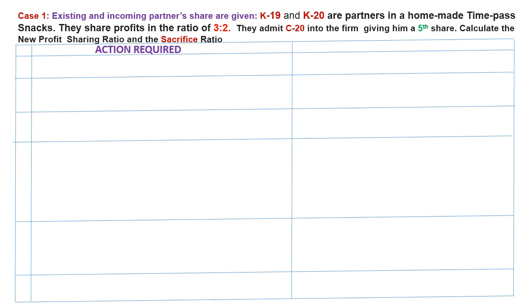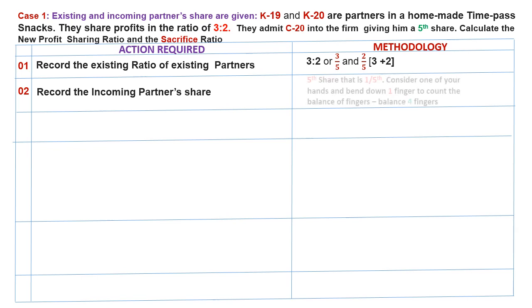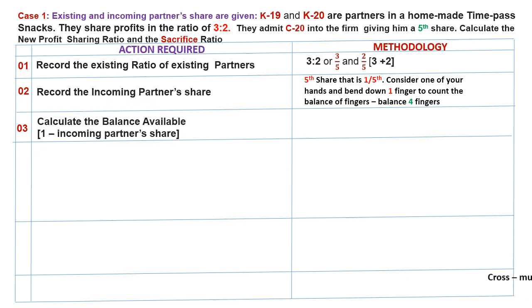The first step is recording the existing partners' share, which is 3:2, nothing but 3 by 5, 2 by 5, adding 3 plus 2. Then recording the incoming partner's share, a fifth share, which is nothing but 1/5 share. They use the hands. Again, the third step is to calculate the balance available: 1 minus the incoming partner's share, that is 1 minus 1 over 5. Cross multiply, it is nothing but 4 over 5.